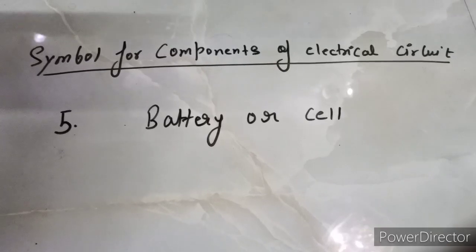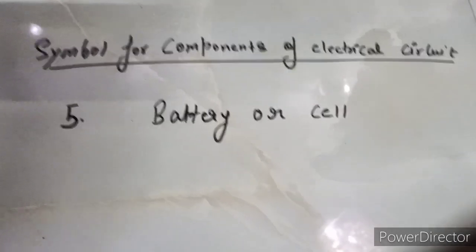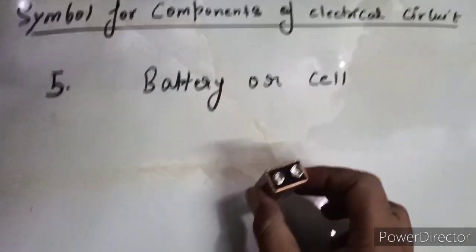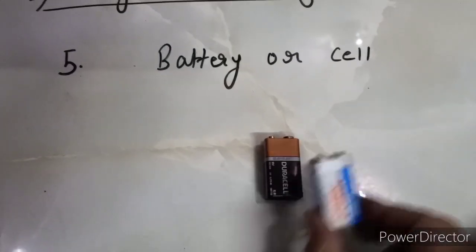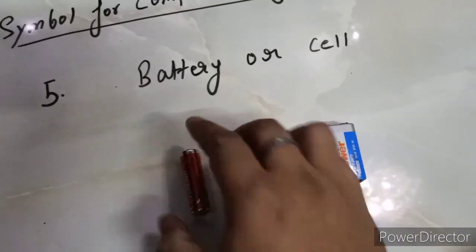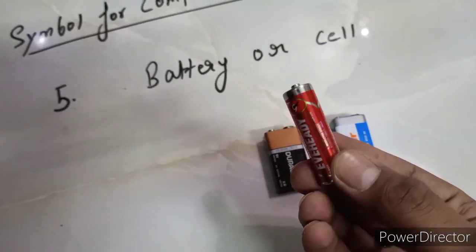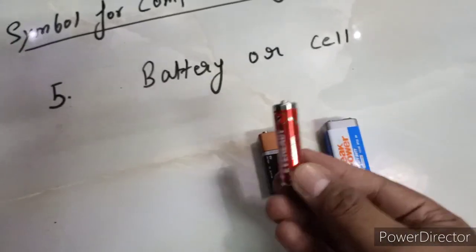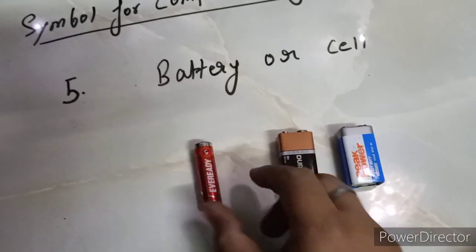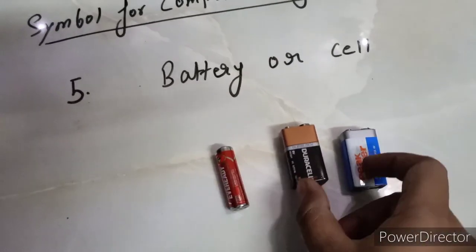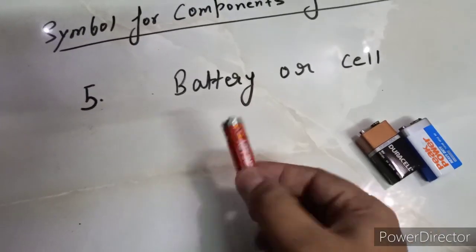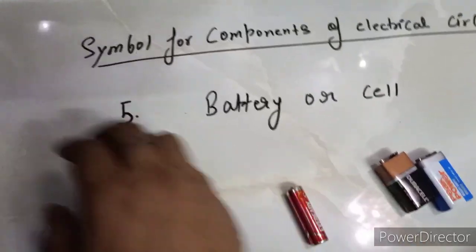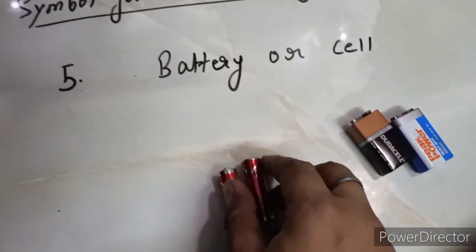Our next topic is battery or cell. This is a simple battery of 9 volt. This is also a battery of 9 volt, and this is a cell of 1.5 volt. We generally use this cell in everyday life in various remotes. It is generally used in toy cars, and in the remote of an AC. So this is the cell we are using here.